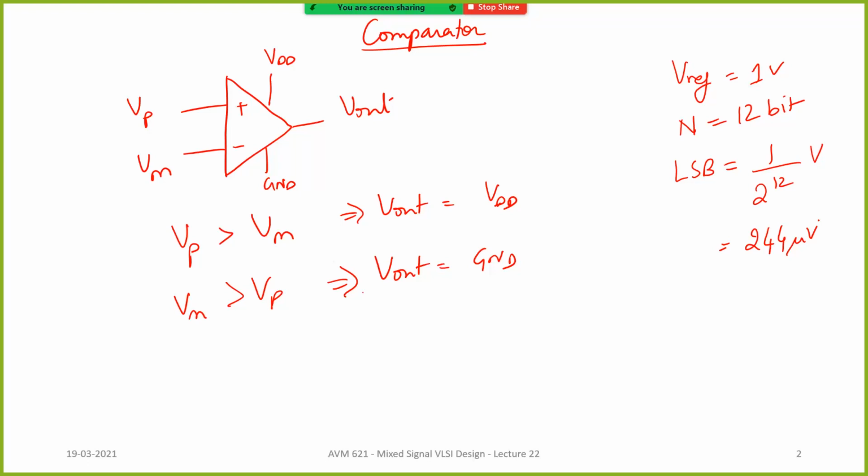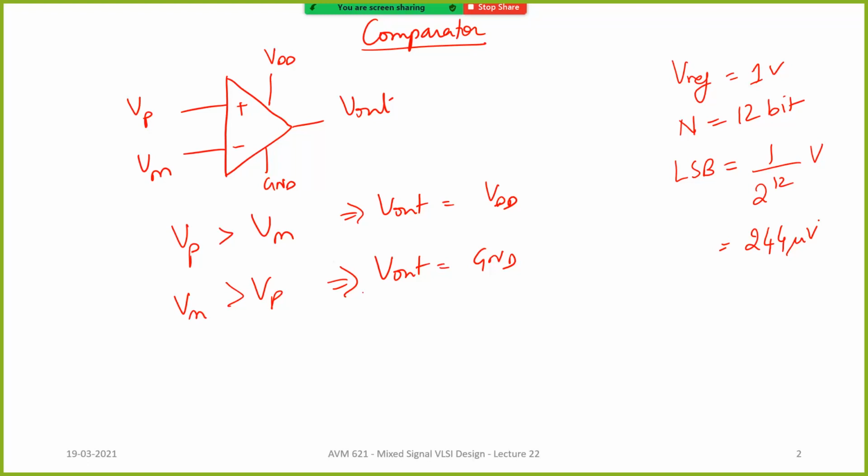Which means that your comparator's accuracy should be less than even half your LSB, or even a quarter of your LSB. So let's say you want your comparator to be able to discern between two signals which differ by, for example, 50 microvolts. What can you do? What is the functionality here? It is VDD and ground.